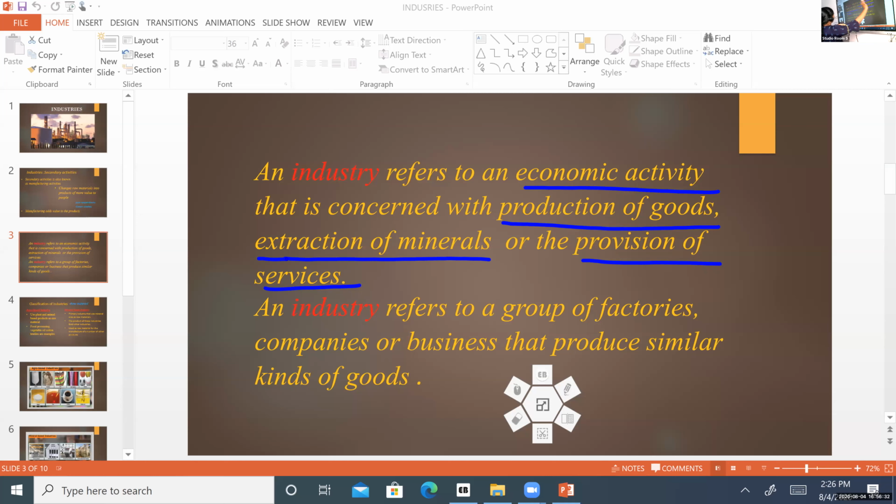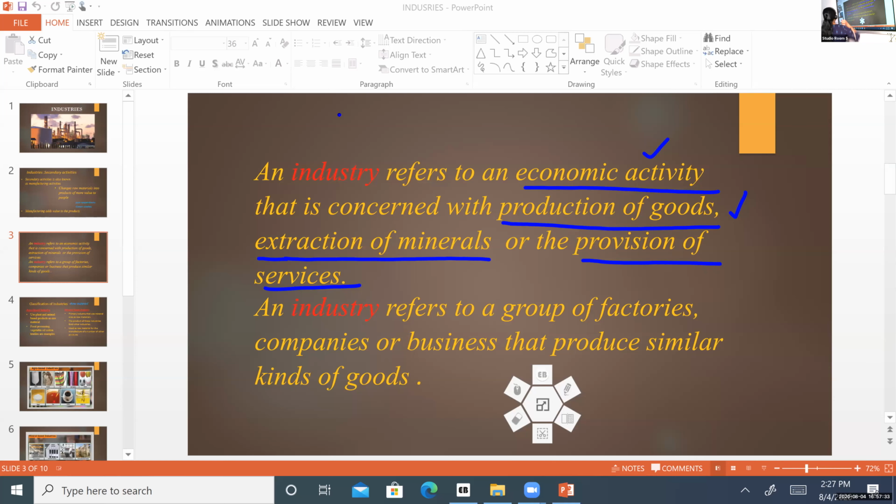So here industry refers to an economic activity concerned with production of goods. What is the meaning of production of goods? Producing goods. Examples? Iron industry, steel industry, iron and steel industry, cotton textile industry. These are examples of production of goods, production of finished goods.